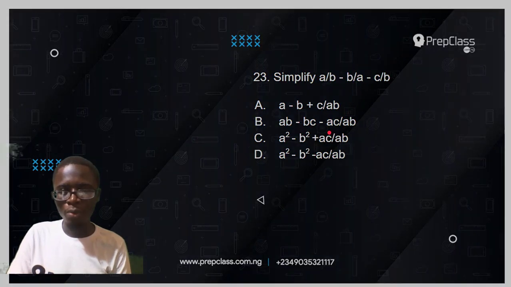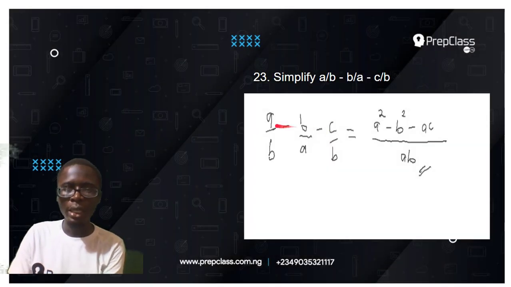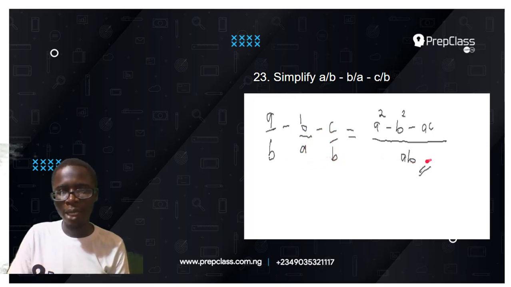So let's look at how we proceed with this. You see a all over b minus b all over a minus c all over b. The LCM of this is ab. I have my ab. B into ab is going to be a times a squared. A into ab is going to be b times minus b, which gives me minus b squared. B into ab is a times minus c, which gives me minus ac.